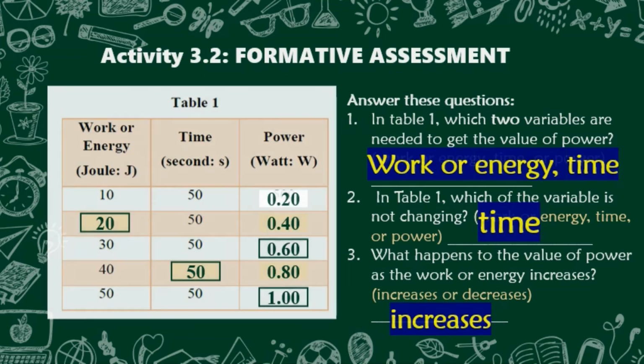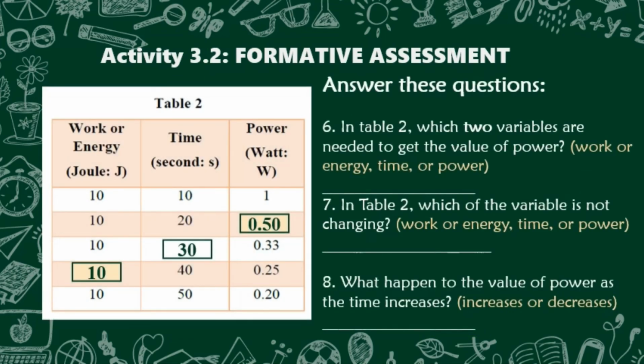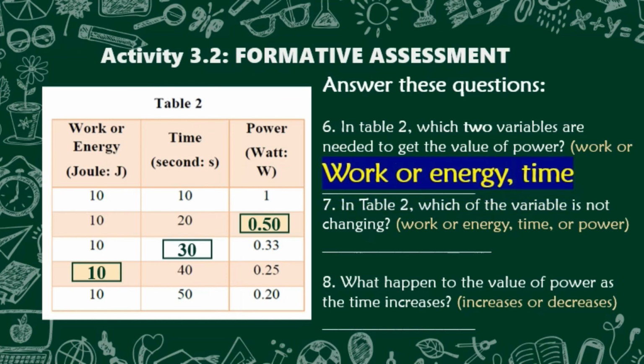Next. For the table 2, answer these questions again, 6, 7, and 8. For number 6, in table 2, which two variables are needed to get the value of power? So, kung mapapansin nyo, parehas lang ang tanong sa 1 and 6. Okay, so the answer again is correct. Work or energy and time.